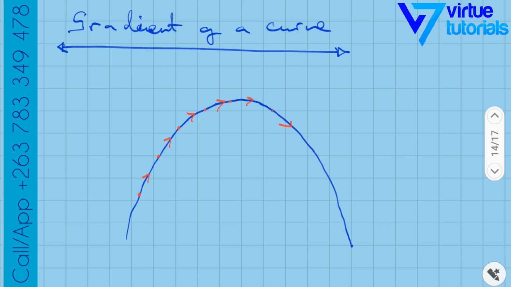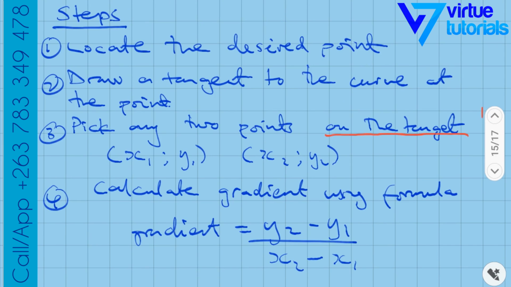So when we deal with curves, when we're looking for gradient, we look for the gradient of the curve at a particular point, because the value for gradient is different for every point. Now we have a simple 4-step process to calculate the gradient of a curve.